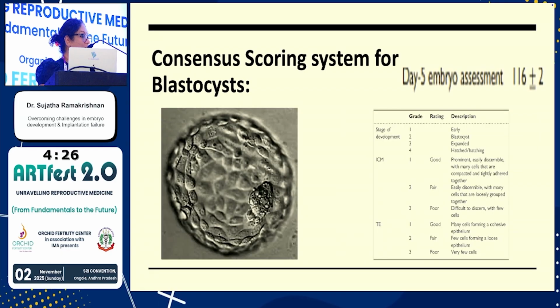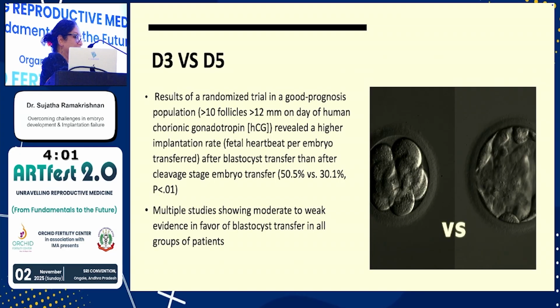Now, blastocysts also have to be scored. For a good embryo, we don't just say good, bad, ugly. We have to say what stage of development the embryo is, what is the grade of the ICM, what is the grade of the trophectoderm. So it should be very well defined, and there should be a systematic way of looking at embryos.